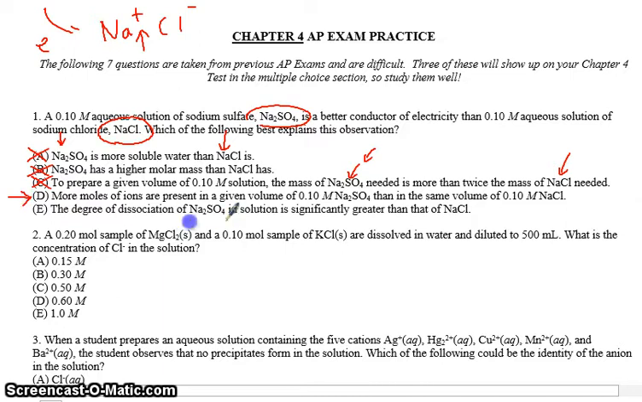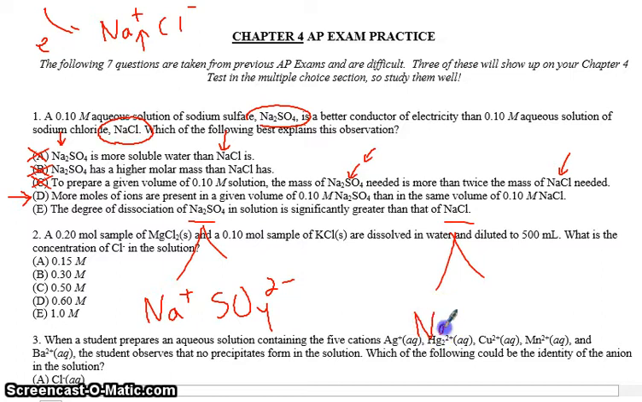E says the degree of dissociation of Na2SO4 is significantly greater than that of NaCl. Now, the degree of dissociation tries to say that sodium sulfate breaks apart more. In truth, both of these break apart the same amount, in that they both completely break apart. Sodium sulfate completely breaks apart into sodium and sulfate 2-. In other words, there is not any that stay together. And same thing with sodium chloride, they completely break apart. So this idea of dissociation: weak acids will dissociate partially, strong acids will dissociate completely. But in this case, they both dissociate completely. And that way, that is not the best answer.